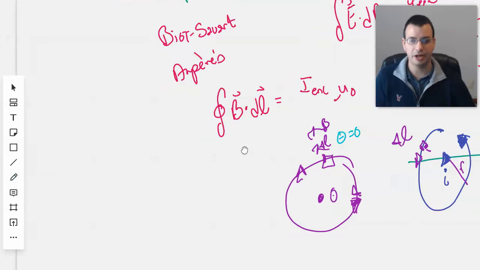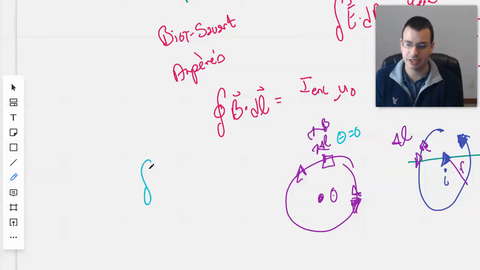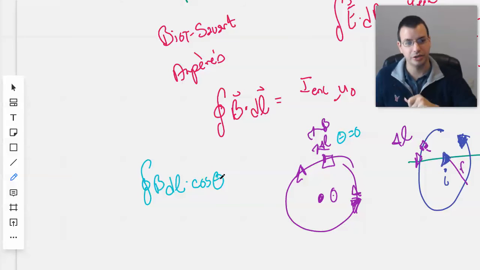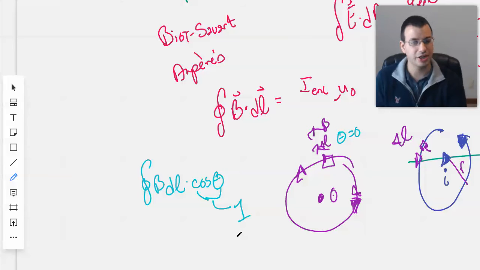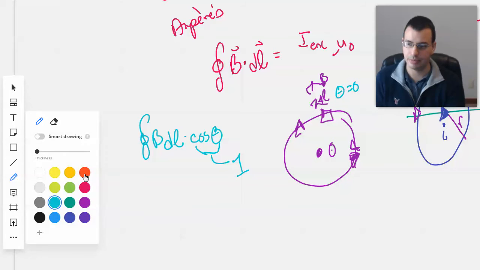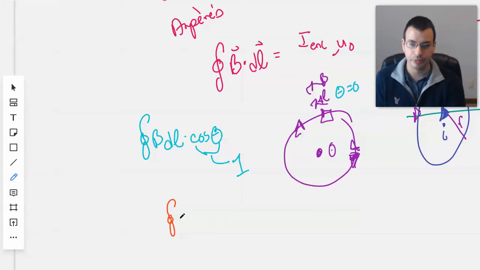So for this dot product here, we can rewrite this as B dl times cosine, because dot product is cosine. It would make sense for cross product to be cosine, but it's not. That's a trap. Cross product is sine, therefore dot product is cosine. But we know theta is 0, which makes cosine of theta 1. And so we move to the equation B dl equals I enclosed mu naught.